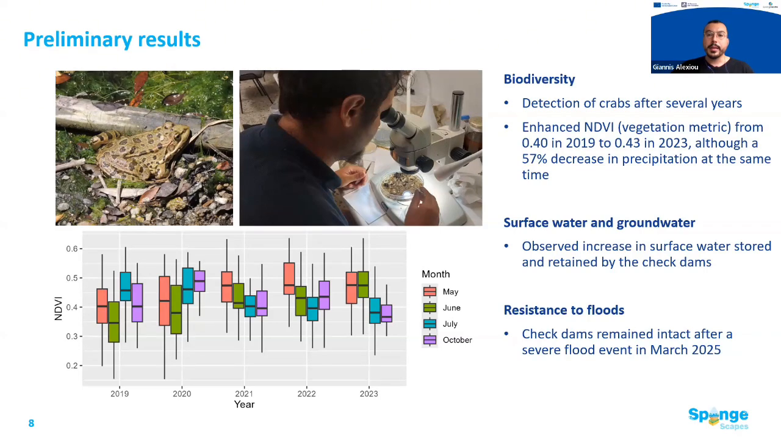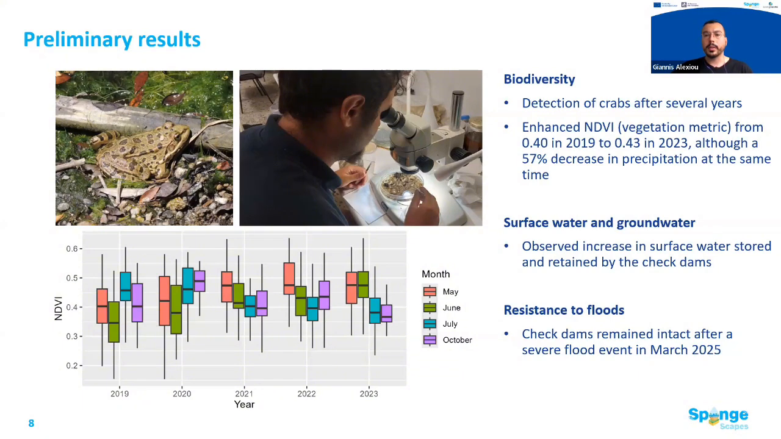Also, about biodiversity, we noticed that the NDVI was enhanced or stayed more or less stable from 2019 to 2023, even though there was a very large decrease in precipitation at the same time at the rate of 57%.